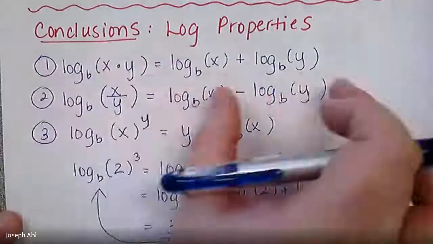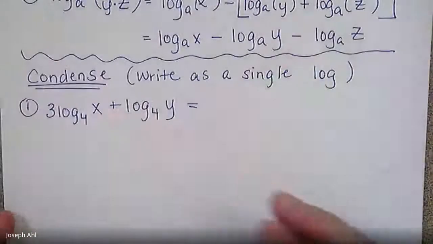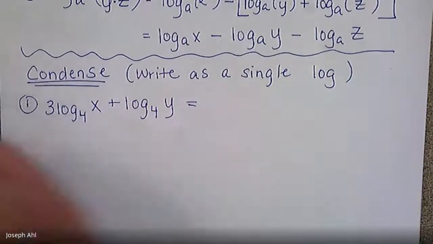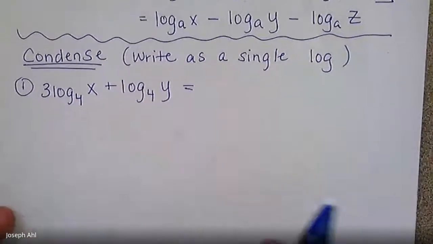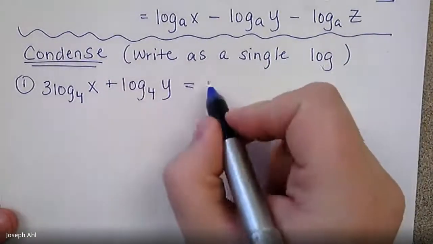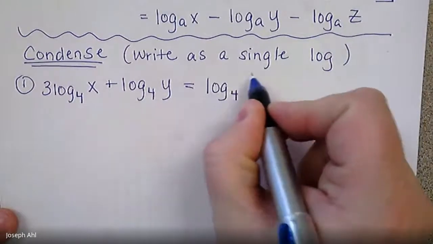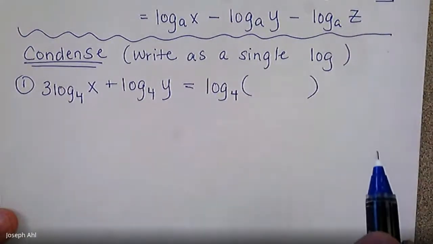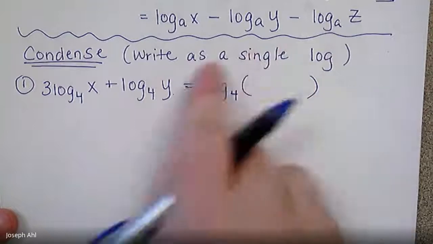We want to work backwards and get to what's on the left side in a condensed format. Condensing is pretty important. Like I said, especially when solving equations, condensing is where it's at. All right, I'm going to write the word log base 4 once, and then I'm going to open up some parentheses. Okay, we're writing it as a single log.